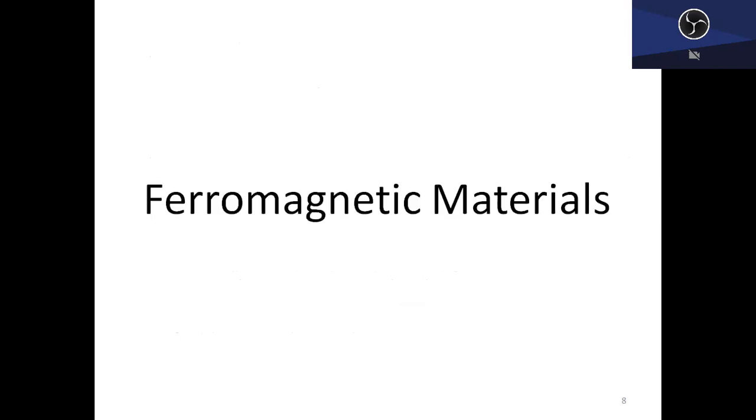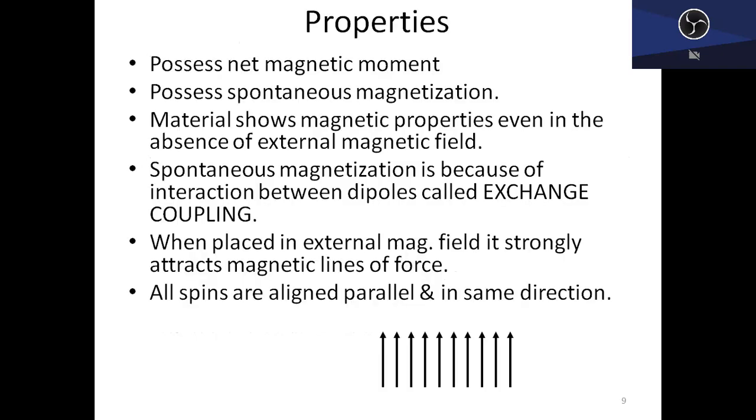Now comes the strong magnetic material, that is called ferromagnetic material. Ferromagnetic materials possess a net magnetic moment, and they have a special property of spontaneous magnetization. This is completely different when we compare with dia and paramagnetic material. These ferromagnetic materials show the magnetic property in the absence of the external field. We just discussed that magnetism in a material gets induced in the presence of an external magnetic field.